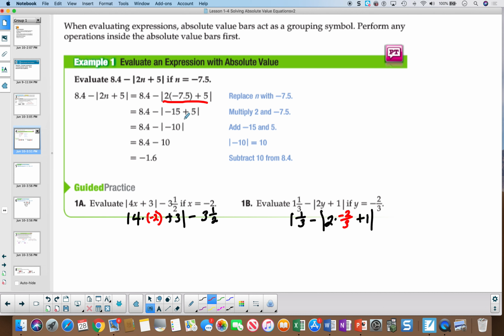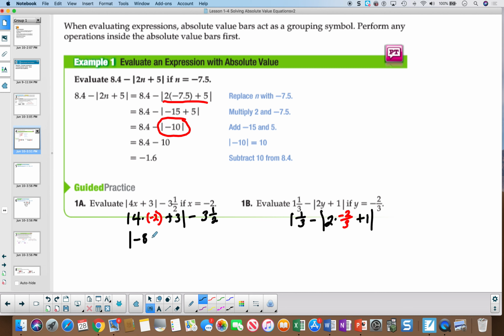Now this expression right here, remember we're talking about what is the distance between -10 and 0. And that answer is 10. So this is 8.4 minus 10. And so here's our answer. Let's take a look at these expressions here. I've already substituted the numbers in for x. So again, I treat the absolute value like a parentheses, and I'm going to do multiplication first.